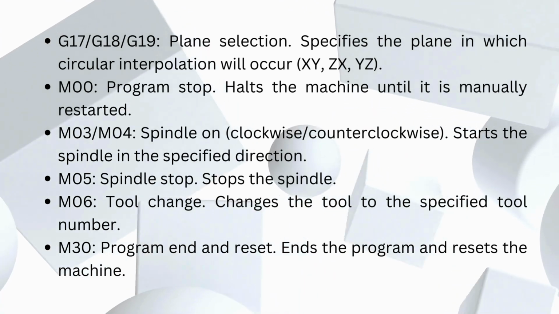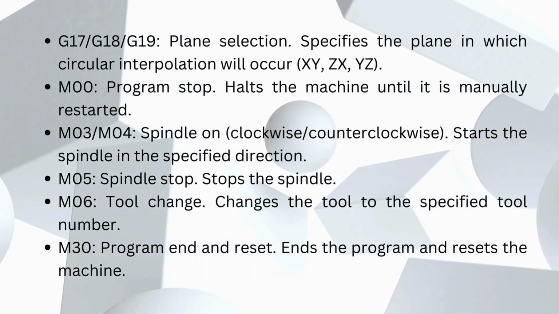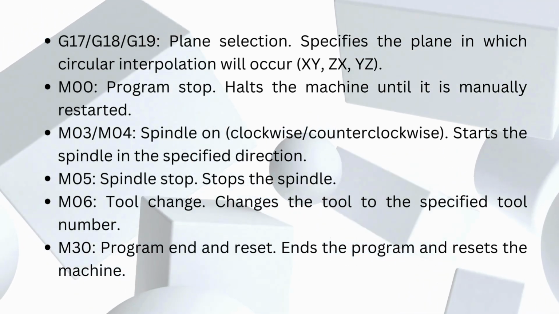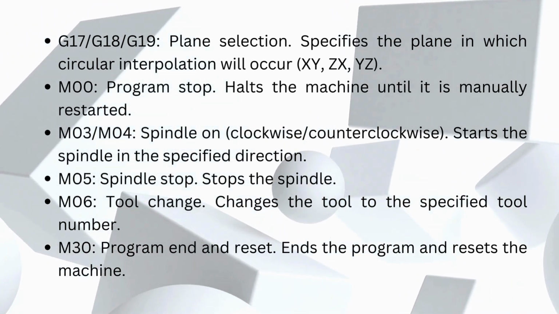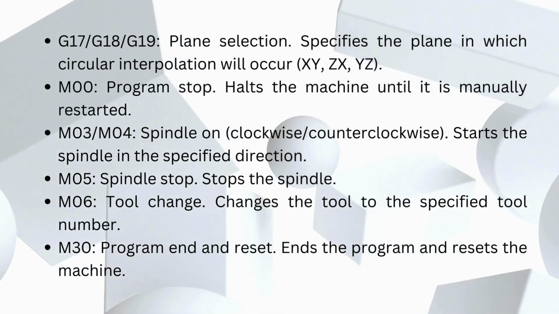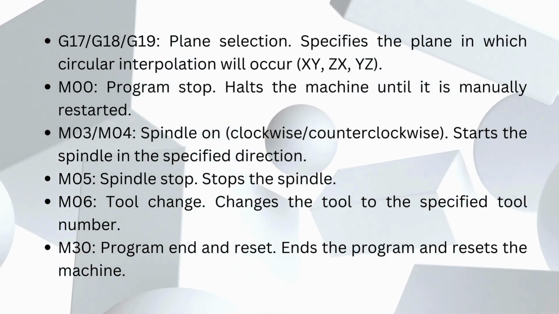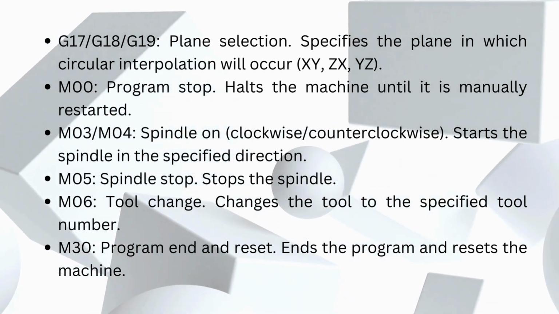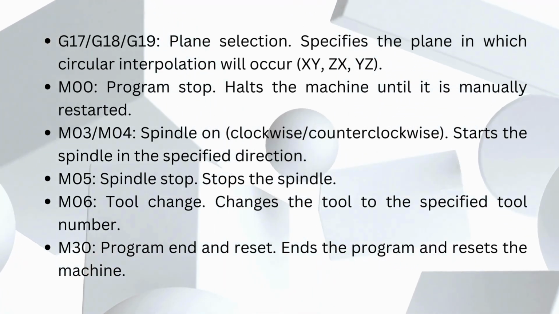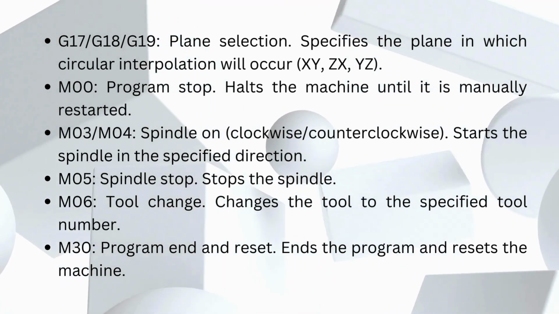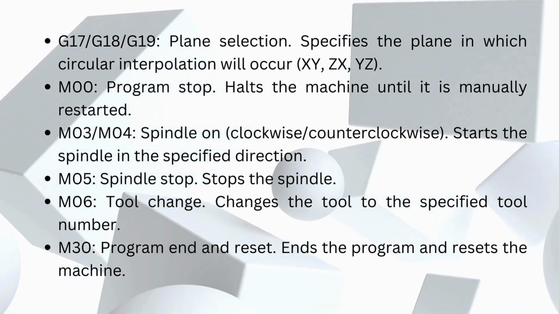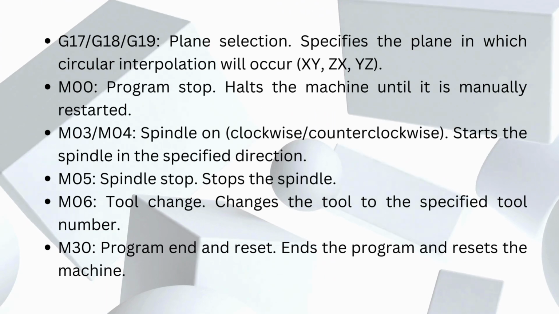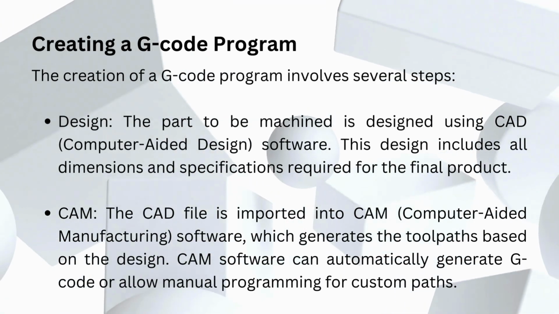M03/M04, spindle on clockwise/counterclockwise, starts the spindle in the specified direction. M05, spindle stop, stops the spindle. M06, tool change, changes the tool to the specified tool number. M30, program end and reset, ends the program and resets the machine.